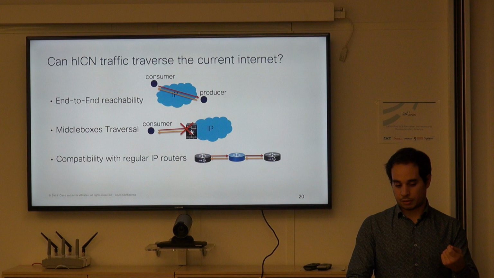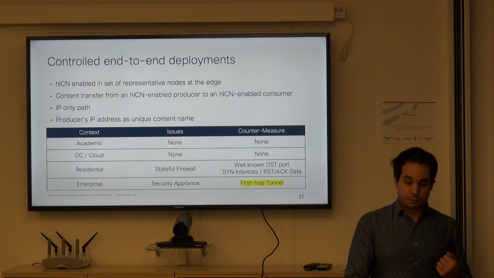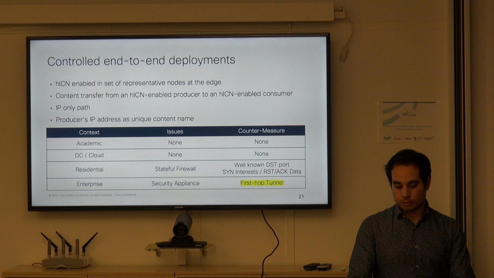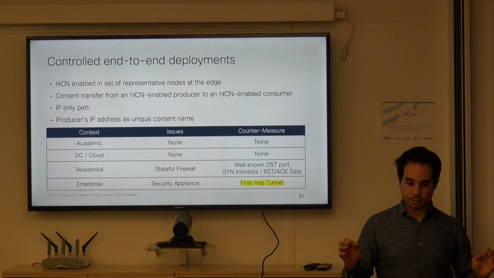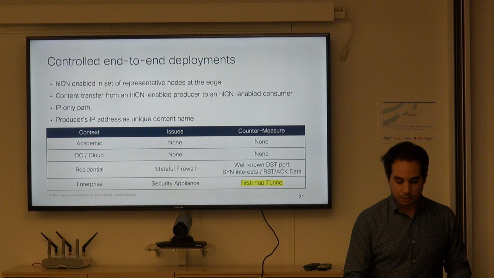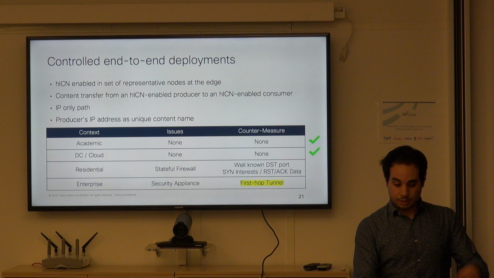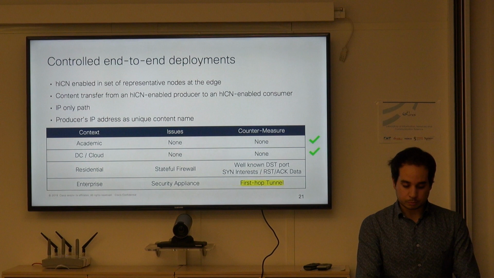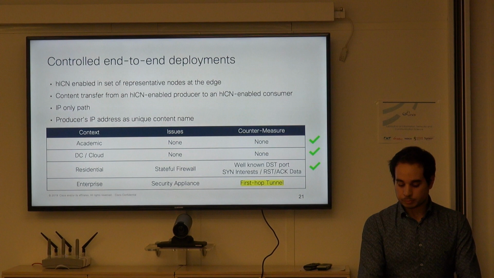As a first test, we did a simple test between one consumer and one producer at the edge of the network, using as a name the public IP address of the producer. The path is IP only, we don't have an HCN router in this case. In the case of academic and data center cloud contexts, we don't have problems doing that. In the case of residential networks, we went through a firewall and met some problems, which we overcame.